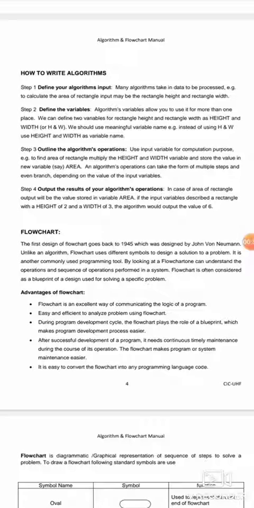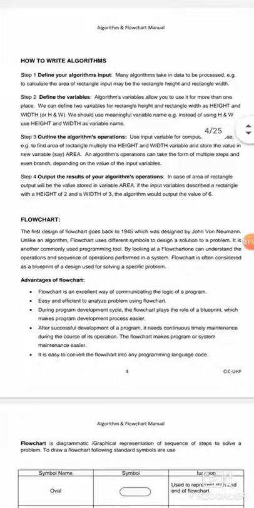And when you go back to the history, the flowchart was first designed by John von Neumann in the year 1945. So at the time of the Second World War, there was a necessity of understanding the operations. So that's the reason why von Neumann wrote this concept called flowchart.